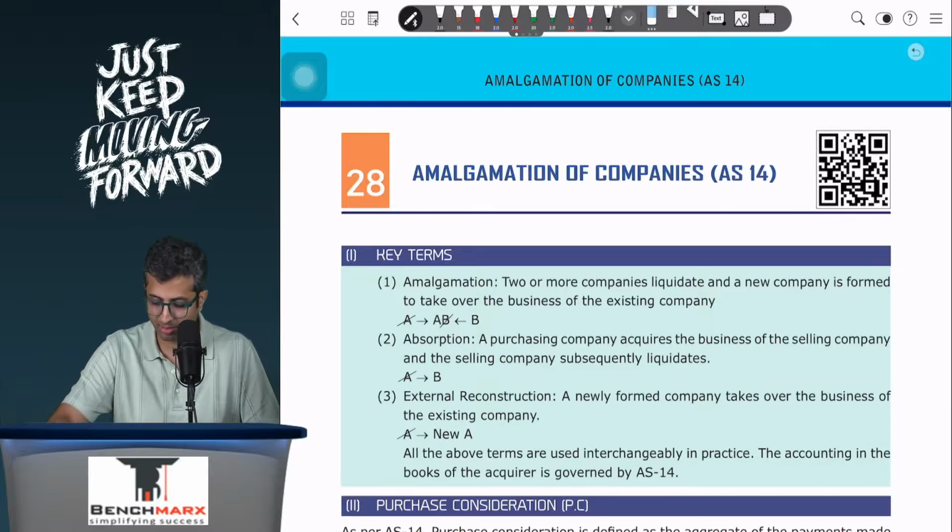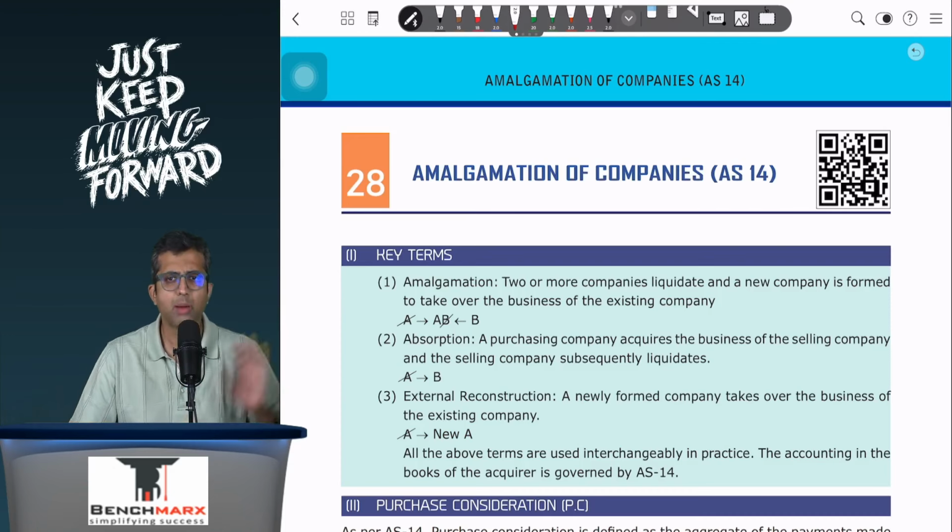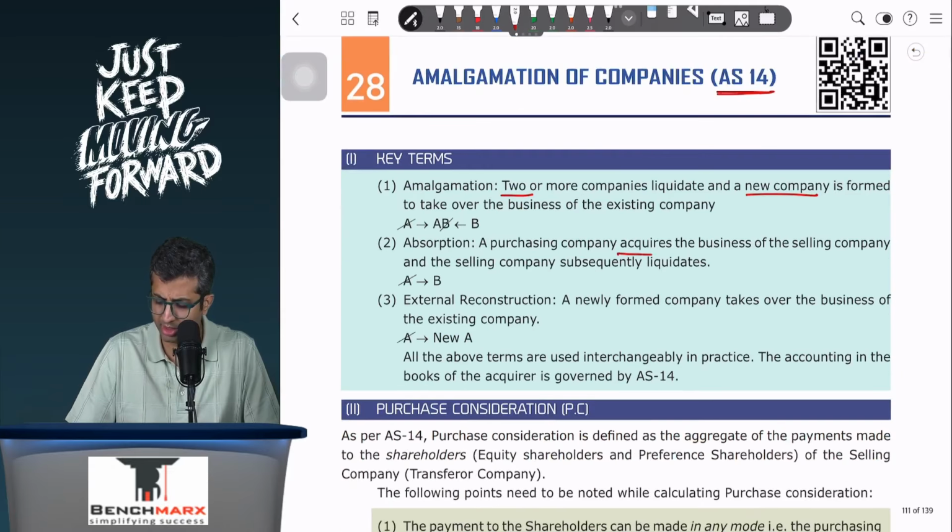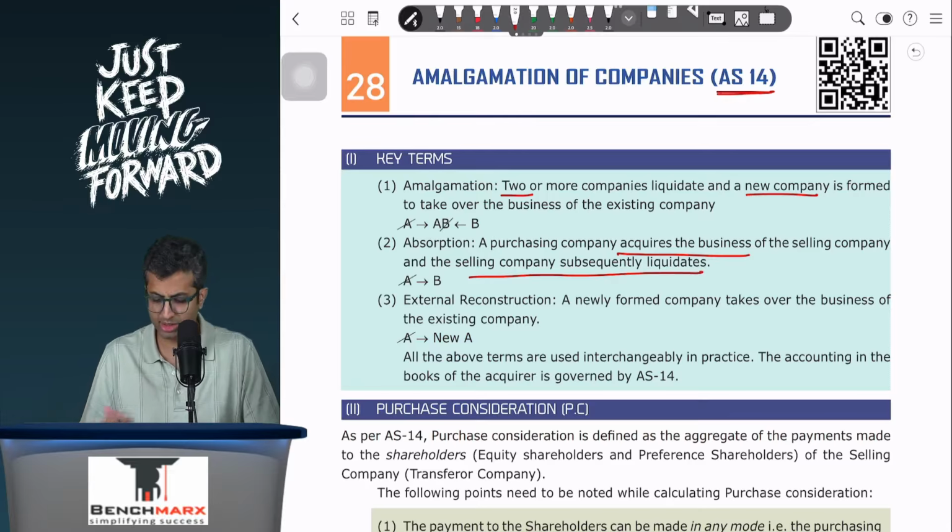So when we look at amalgamation or absorption, there is also something called external reconstruction. But for the time being, let's say there's an amalgamation where two or more companies liquidate and a new company is formed. It's covered by AS 14. Next is absorption. A purchasing company acquires the business of the selling company and the selling company subsequently liquidates. That is called an absorption.